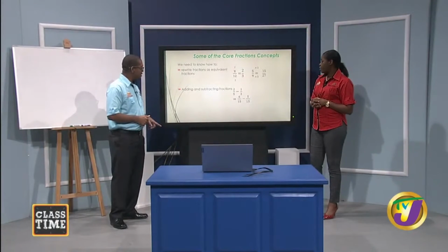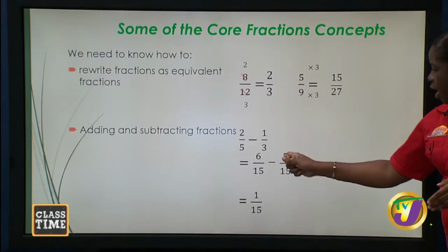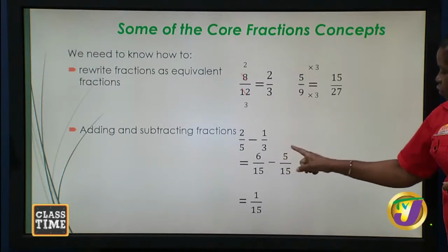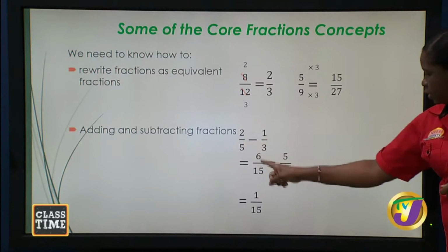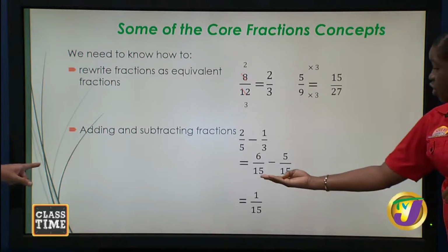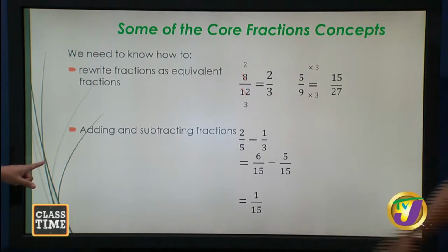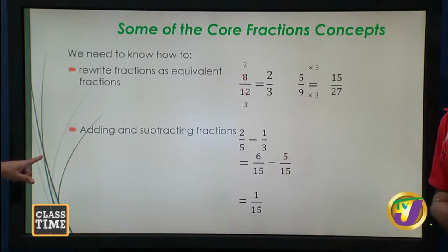Once we rewrite these fractions as equivalent fractions, this is what we get. This fraction is equivalent to this one, multiplied by 3. And multiplying 1/3 by 5 would give us this equivalent. So 2/5 and 6/15 are equivalent. Now they have the same denominator, so we can subtract. 6 subtract 5 gives us 1, so 6/15 take away 5/15 gives us 1/15.